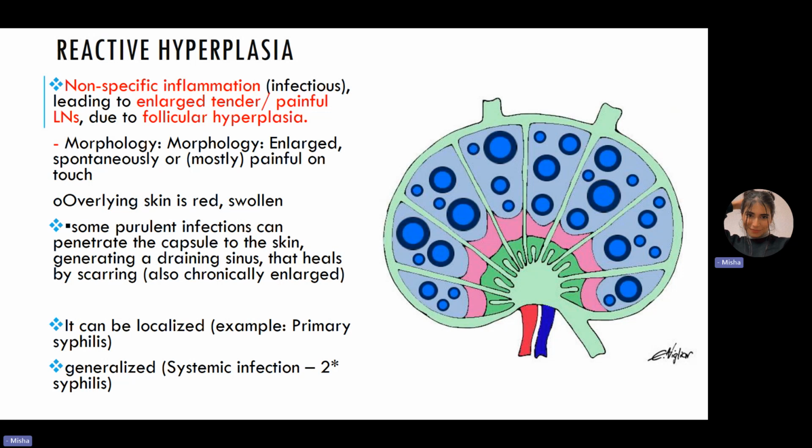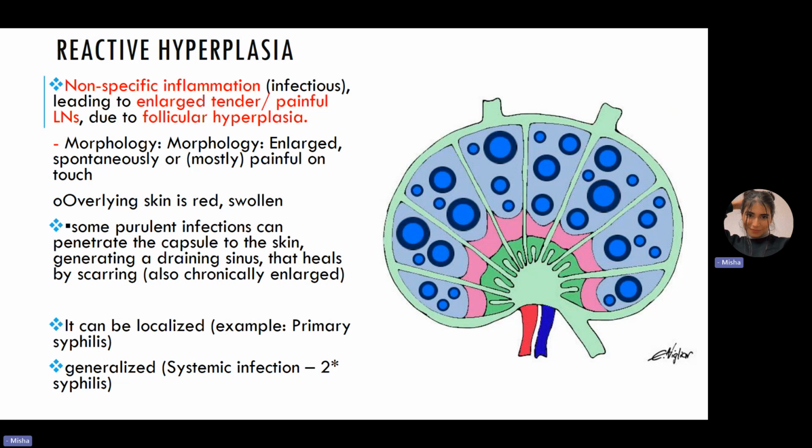Now, one thing that is also important is that in some cases, when there's a presence of pus, or a purulent infection, in the lymph node, it starts to penetrate the capsule and then towards the skin, and it generates a kind of drainage onto the skin. So they drain through a sinus onto the skin, which heals by a scar. And this is actually seen in chronic cases where the lymph nodes are enlarged for a longer period of time.